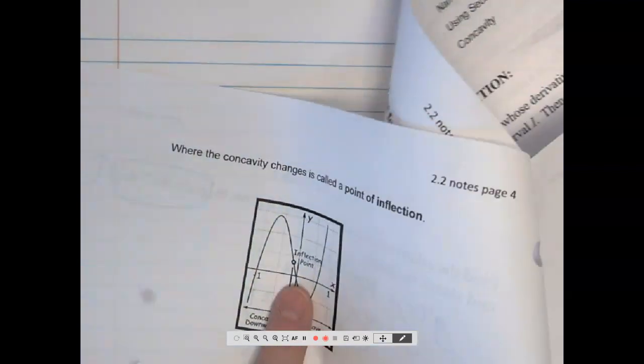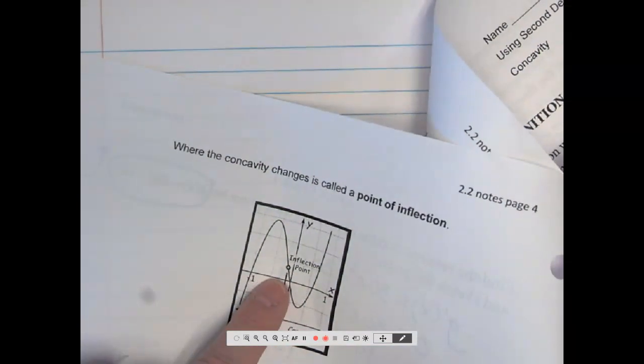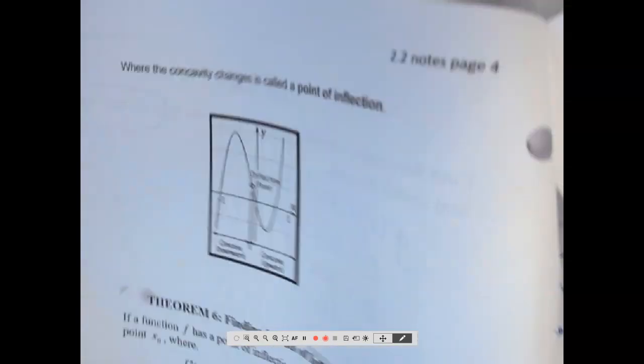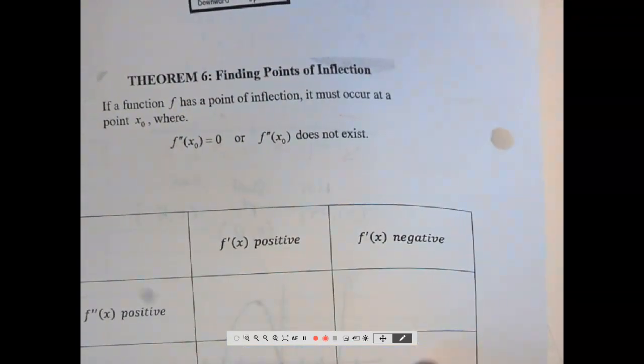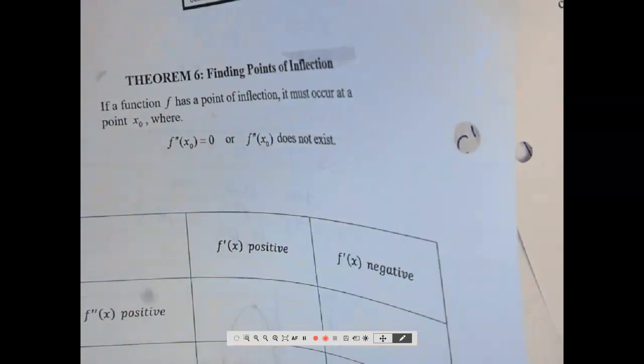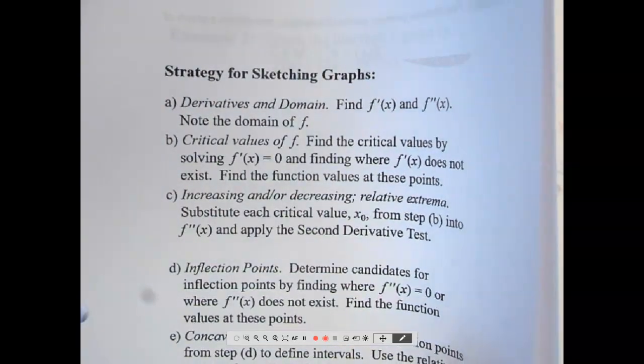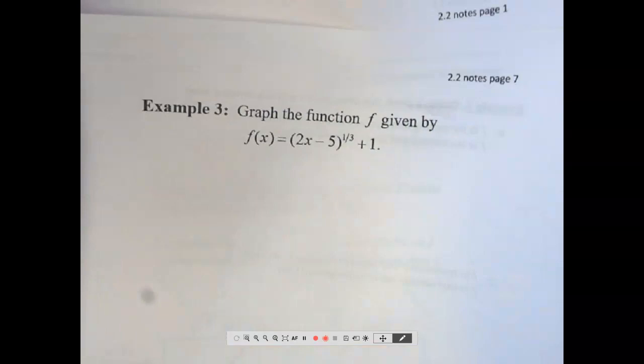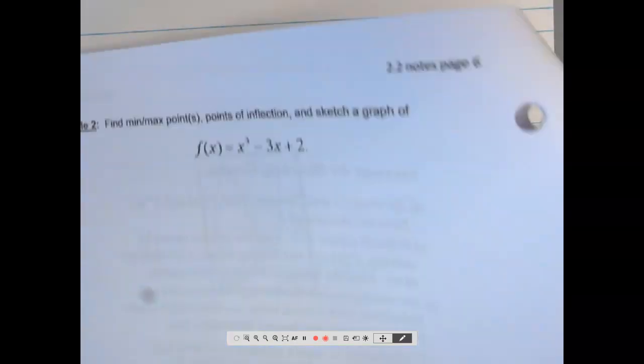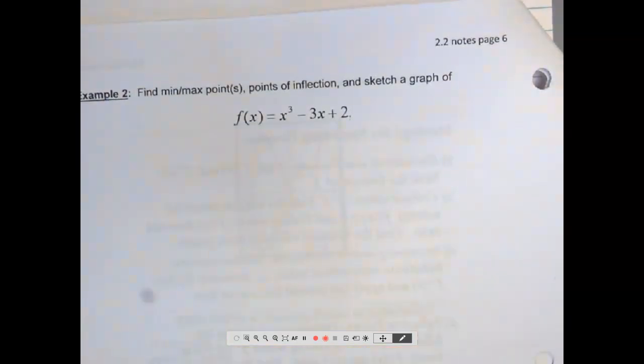If you'll flip the page, that's just showing you that inflection point again. That is where your concavity changes. Oh, I didn't realize I put that chart here. Okay, we can transfer that or just stick with the first one that we did on the first page. We've talked about that already. Okay, so I'm going to leave the page at example 2. We will pick up there tomorrow.